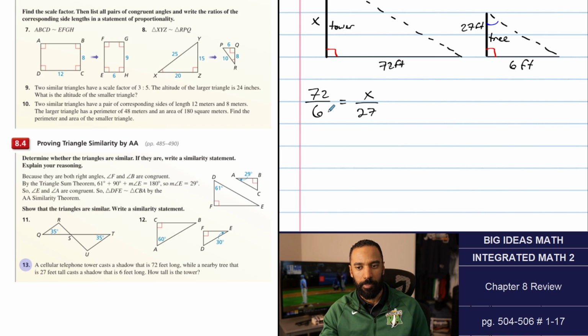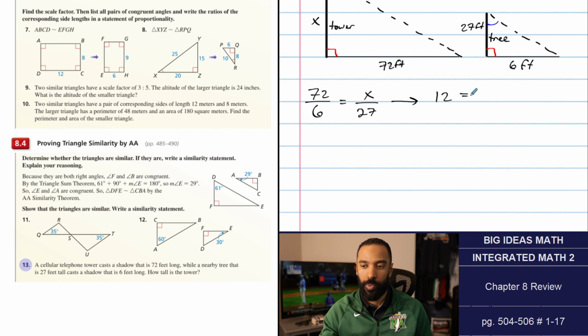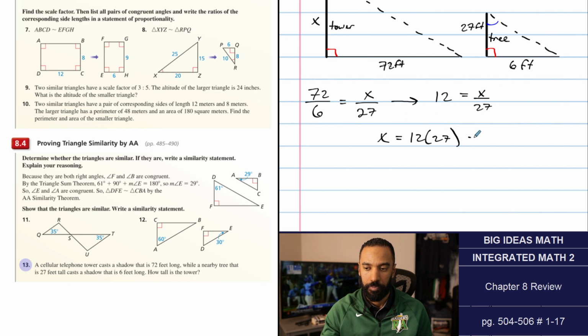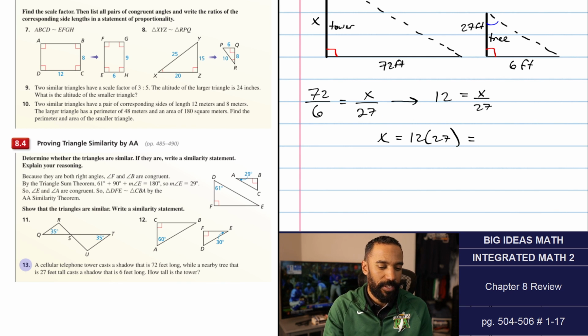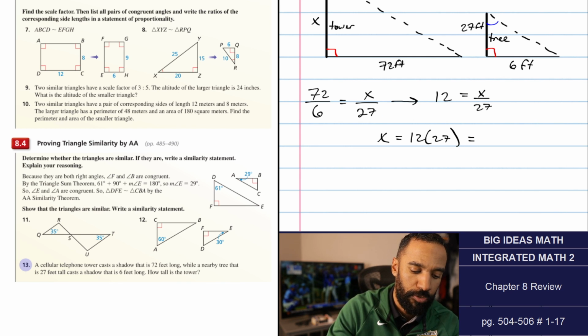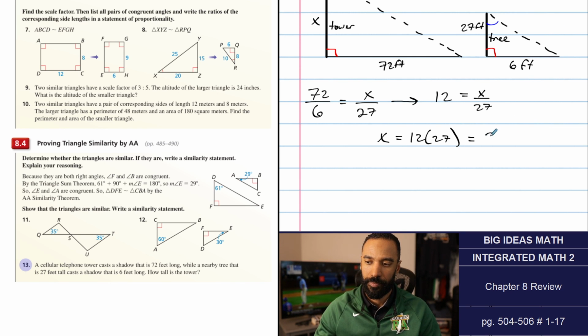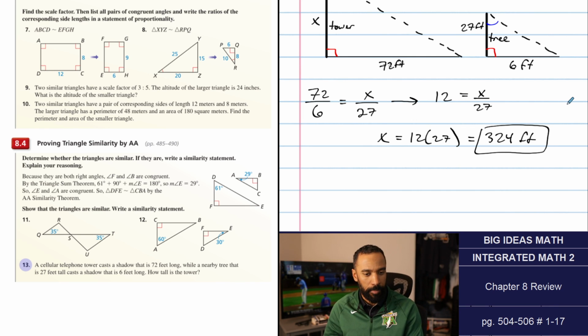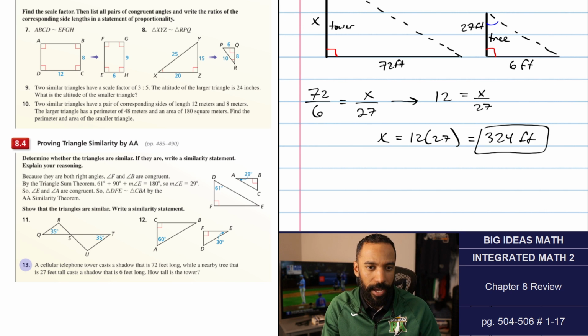Now, I could do the cross multiply, all that kind of stuff. I mean, x is on top. What's more important is that 72 divided by 6 is 12. So 12 is x over 27. If I multiply both sides by 27, I'm going to solve. So 12 times 27. It's a pretty tall pole. I'm not going to goof around on this problem. 324 feet. And note that in a lot of the most recent problems, like number 10 and number 9, we had units. Don't leave out your units for these.